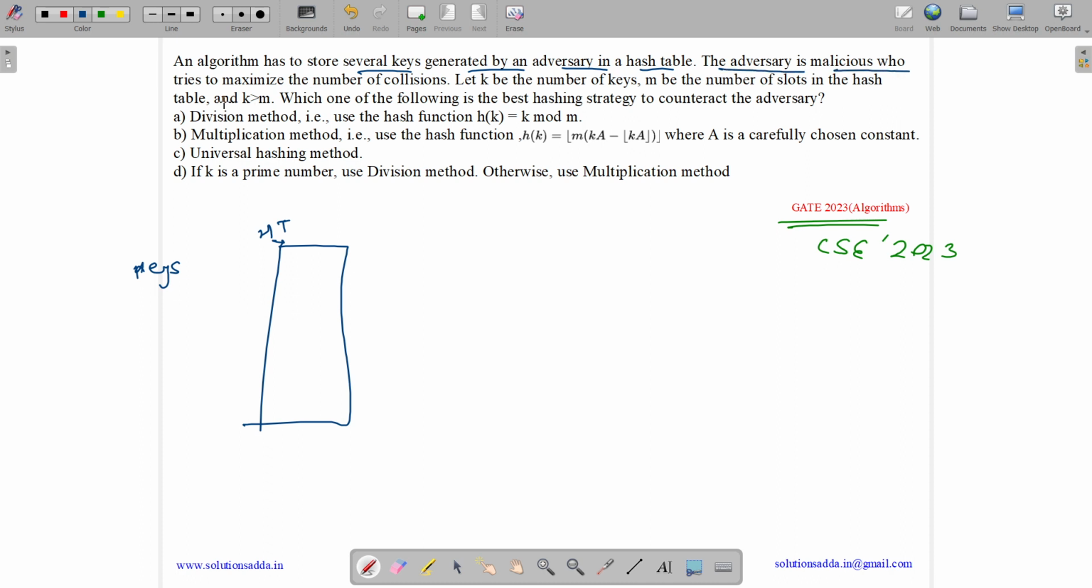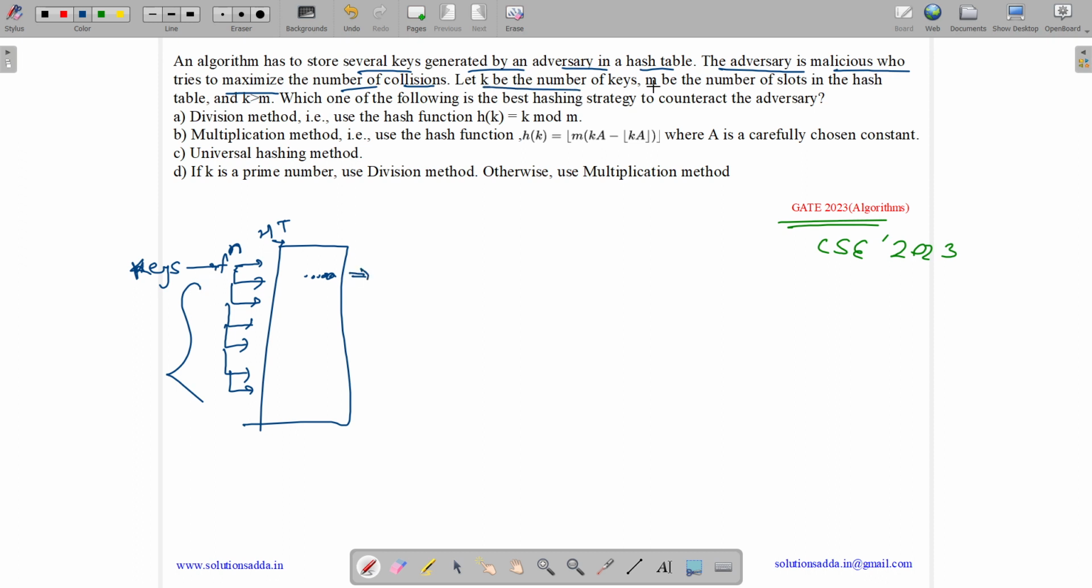The adversary is malicious, who is trying to maximize the number of collisions, which means it uses a function which maps to any one of the slots. The adversary is trying to make sure that this function always points to the same value, which means maximum keys point to the same value and thus maximum collision occurs.